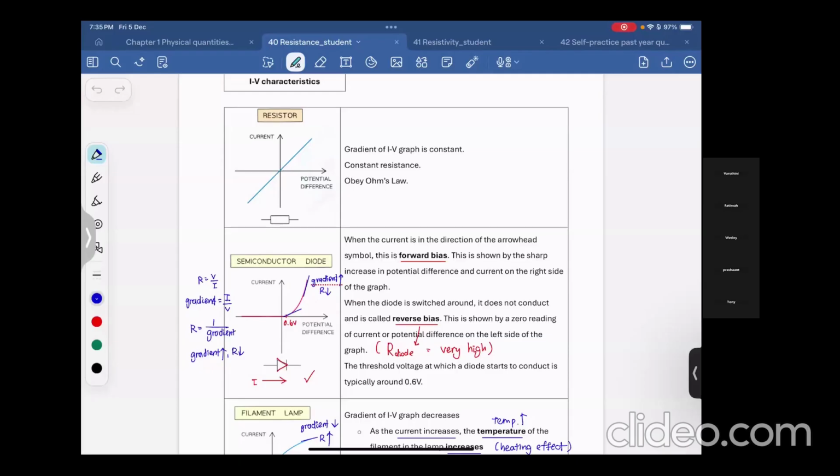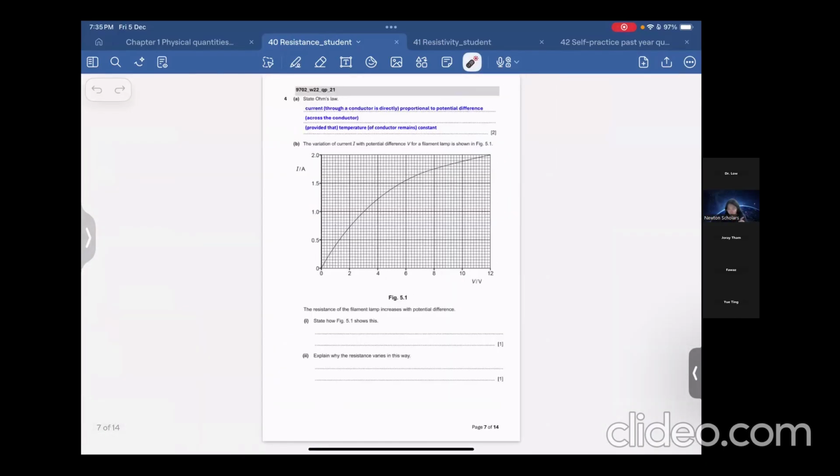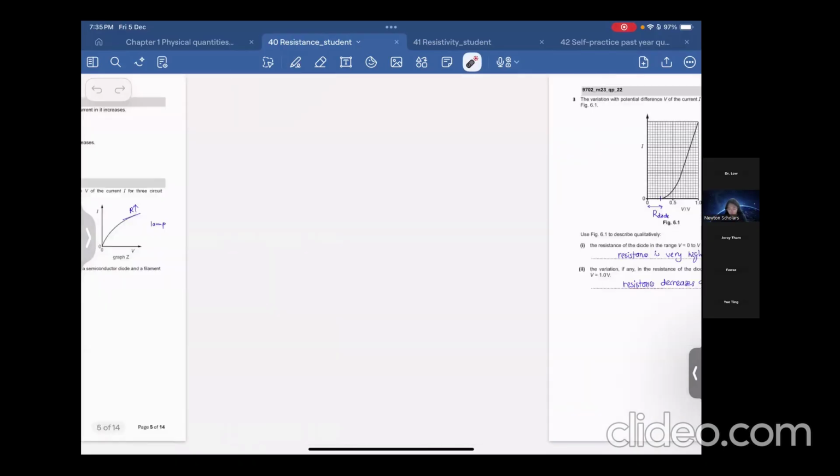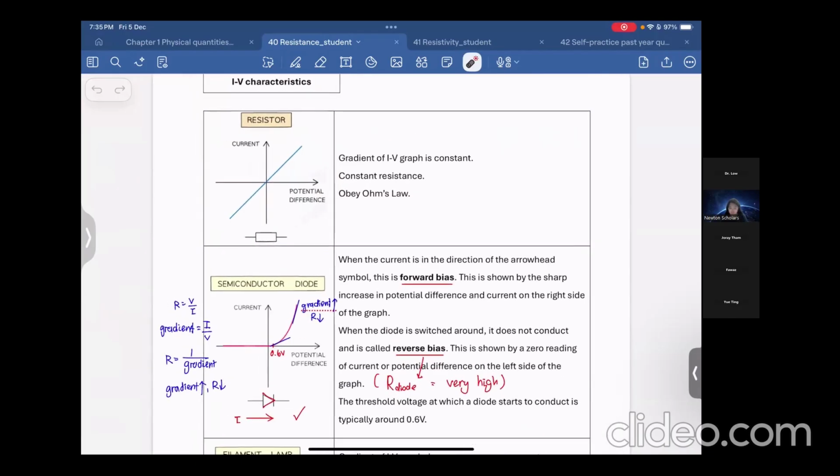Okay, boys and girls, we will continue our lesson. This is lesson 40. Last week we already learned a bit, and then we continued with a few past year questions, but we still have another two more questions. So today, before we start, we do some revision regarding the IV characteristic.